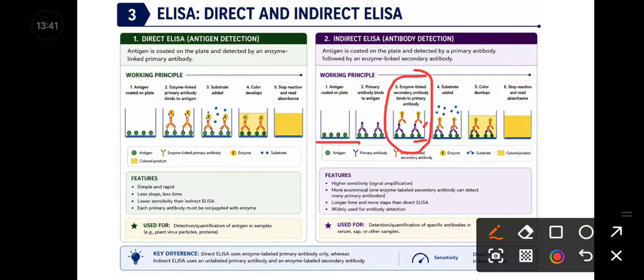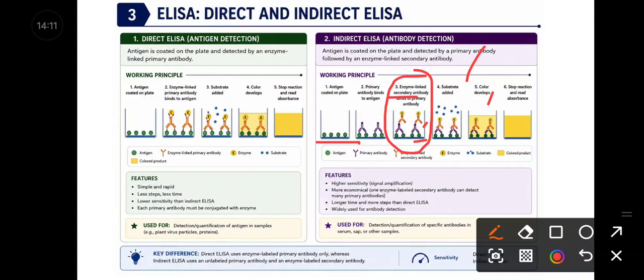And to further cross check the presence of antigen, we will add a secondary antibody that will bind to the primary antibody. Okay, and that is enzyme linked also. Then the substrate will be added, color develops, similar things are there. Okay, only one extra step is the use of an enzyme-linked secondary antibody.